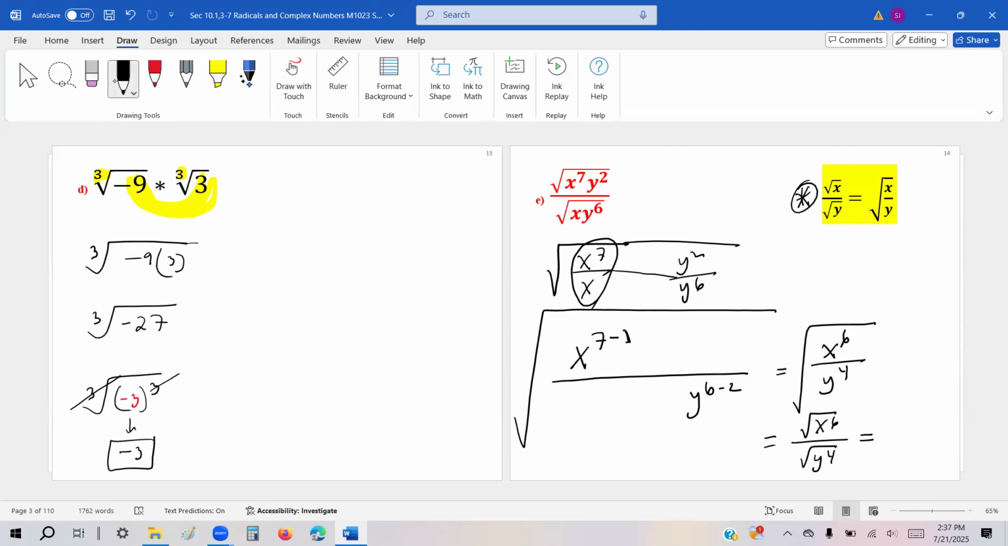And then remember I said the radical and power, you cannot have them if they are simplifiable. So you have to simplify. It's x to the 6/2 and y to the 4/2. 2 goes into 6 how many times? So we get x cubed, and 4 divided by 2 is y squared. Just a little tiny thing. But the answer is x cubed over y squared.